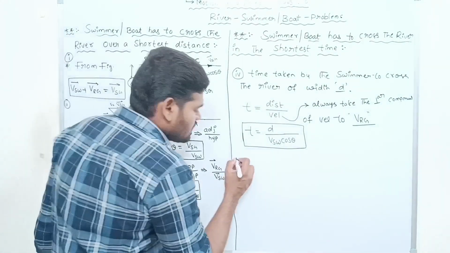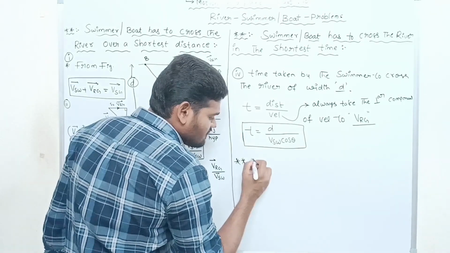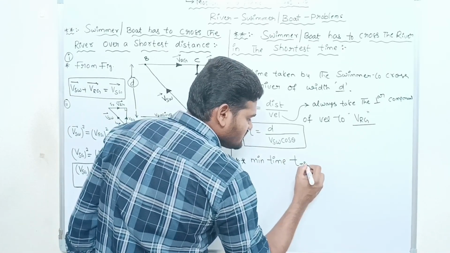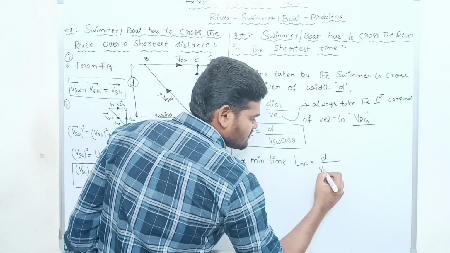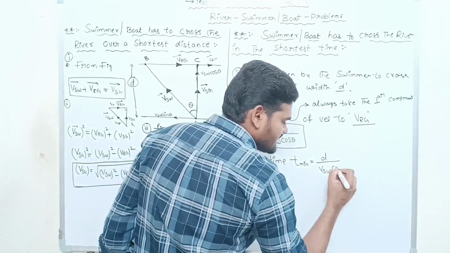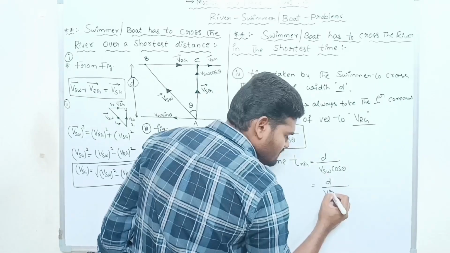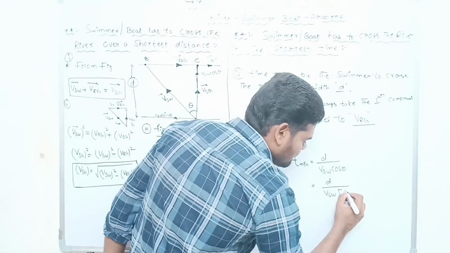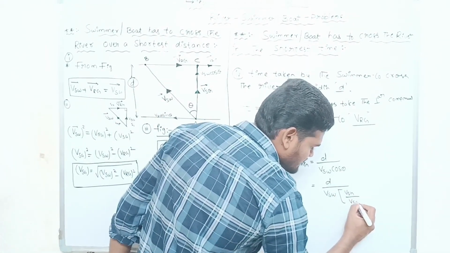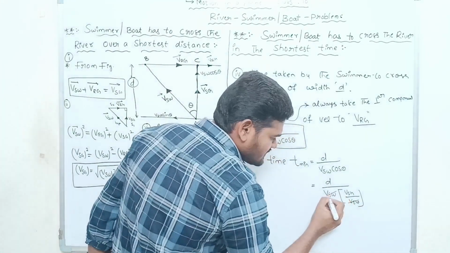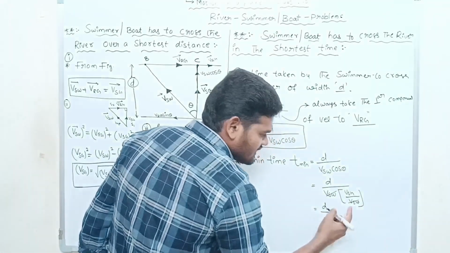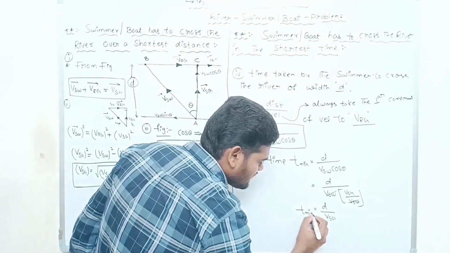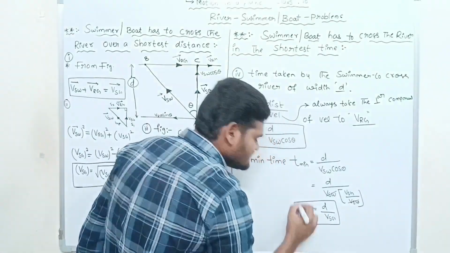Okay, right. And if you want to find the minimum time, so minimum time can be given by T minimum is equal to distance by velocity of swimmer with respect to water into cos theta. In general, we got this formula for time, d by VSW cos theta. What is cos theta? Cos theta is nothing but VSG by VSW, velocity of swimmer with respect to ground by velocity of swimmer with respect to water. So VSW and VSW get cancelled out, and we get velocity of swimmer with respect to ground. So this gives the minimum time taken by the swimmer to cross the river.